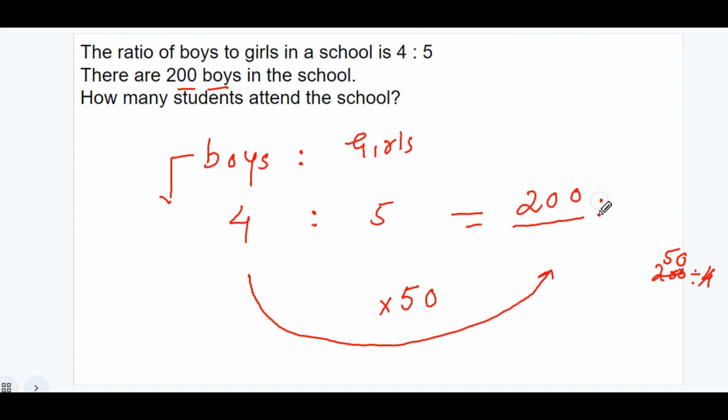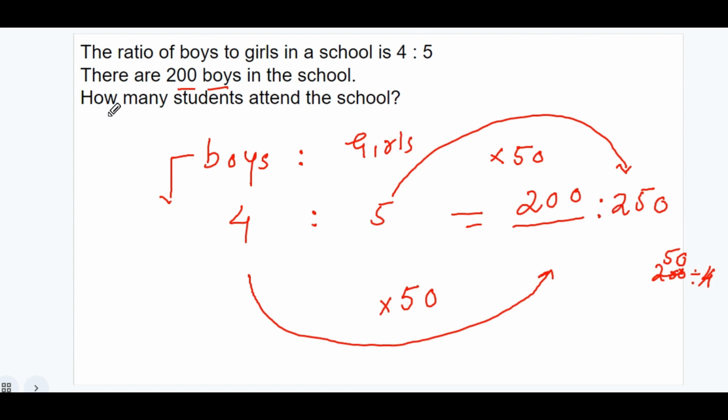Same thing you need to do for the girls. What do you have to do? 5 times 50. Look, the multiple is the same. 5 times 50 will give you 250. So 250 is the number of girls.